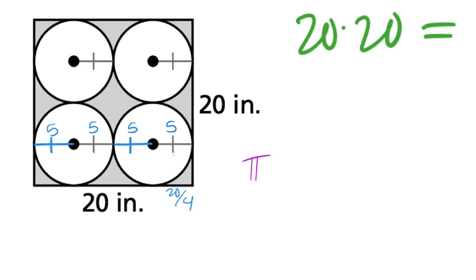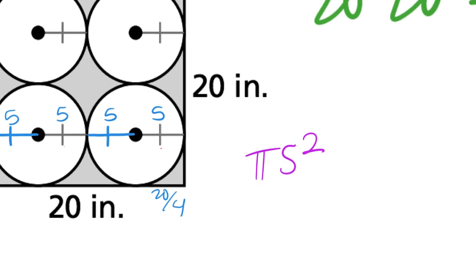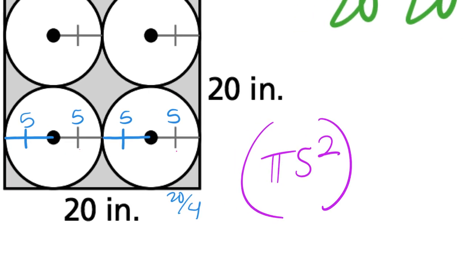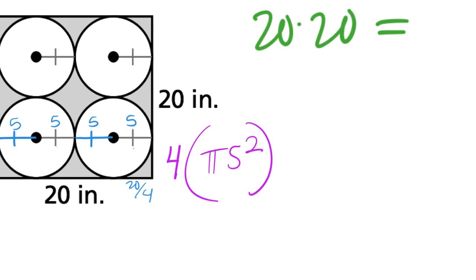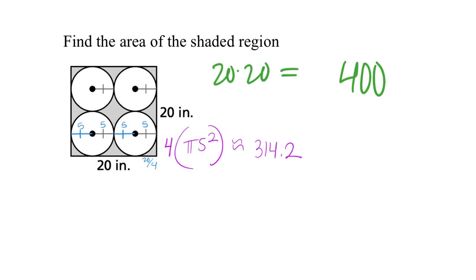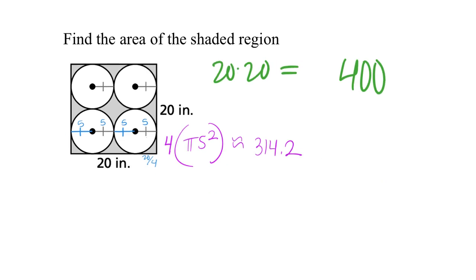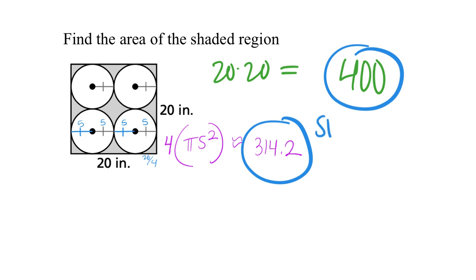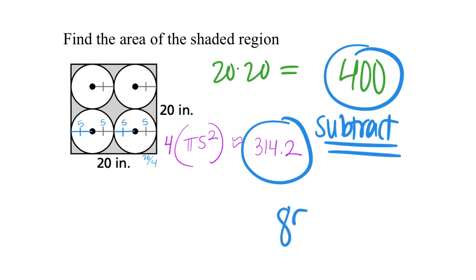So you can do pi times 5 squared. Now, whatever you get for that, you're going to want to do that times 4. So if you want, in your calculator, you can just put it in like this. We want 4 of these circles. So 4 times pi times 5 squared. And that is approximately 314.2. Now for this problem, we're not adding these together, we are subtracting these because we want to find the area of only that shaded portion. So we'll just do 400 minus 314.2, and that leaves us with 85.8.